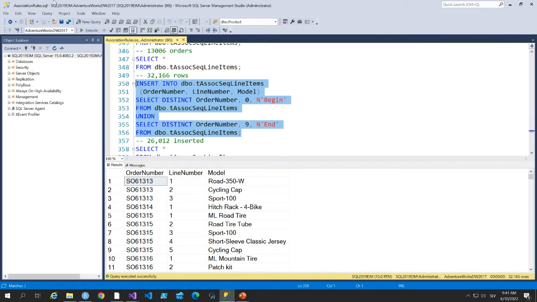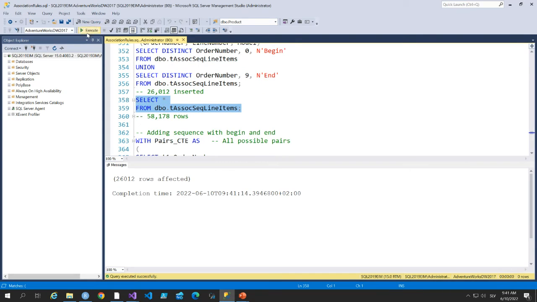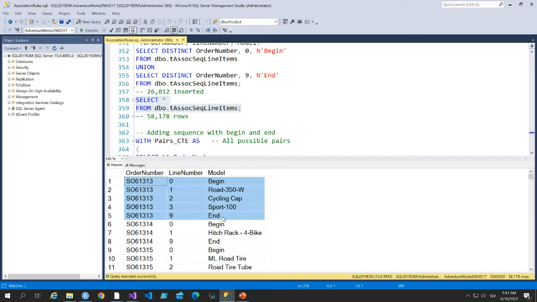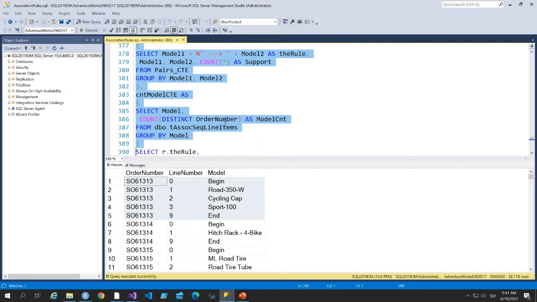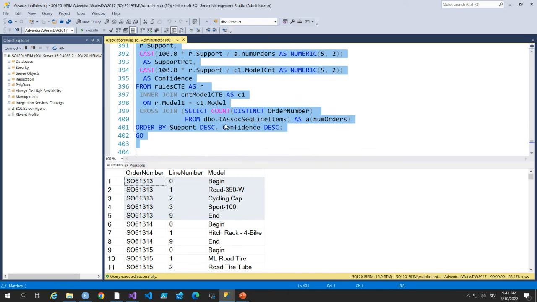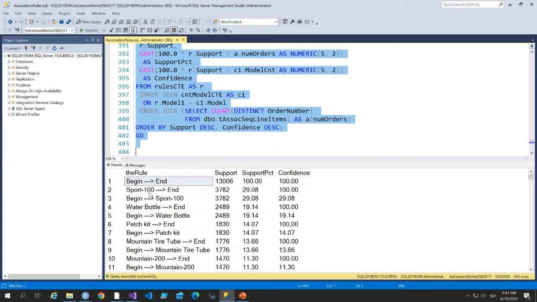And this will be 26,000 rows. Now let's see these line items again. So I have now in the first order 5 products, also begin and end. And now I will calculate sequential association rules, just this time also with begin end. And I will search for products that are very, very frequently associated. Of course, the most important is this one, begin end. Yes, every single order has both begin and end, and begin is before end.